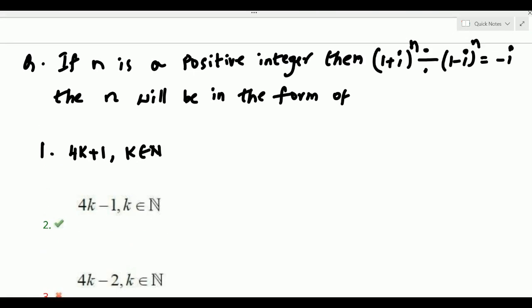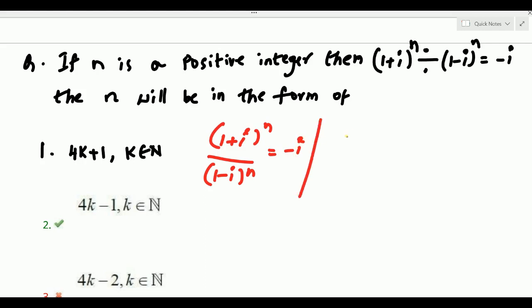Yes, what was given? If n is a positive integer, then (1 plus i) whole power n divided by (1 minus i) whole power n is equal to minus i. Then n will be in the form of what formula, he asked. For this, simply, first what should we do? We have to verify that (1 plus i) whole power n divided by (1 minus i) whole power n is equal to minus i.